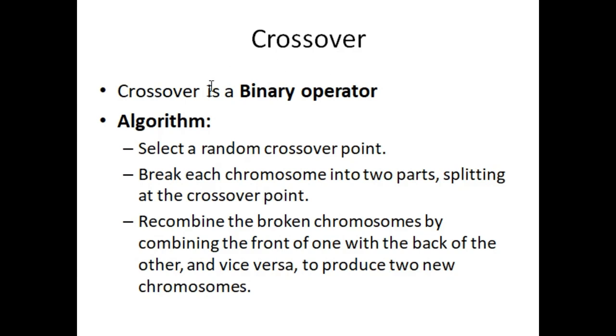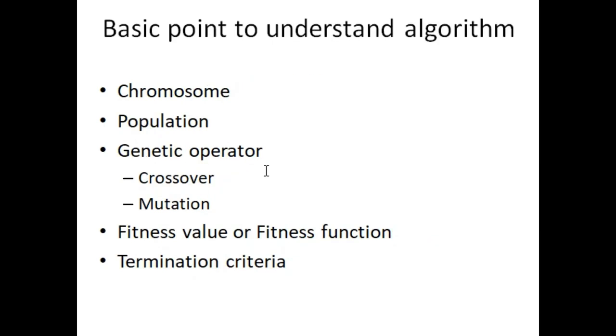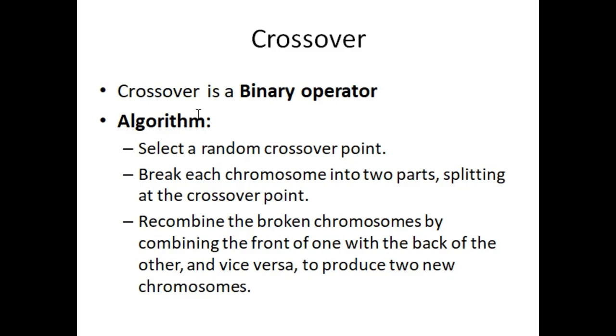So the crossover is a genetic operator. This is a binary operator. The algorithm for this operator is to select a random crossover point and break each chromosome into two parts, splitting at the crossover point. So we will generate a random number, और उस नंबर के ऊपर हम कट कर देंगे, उसको ब्रेक कर देंगे क्रोमोसोम को. Then we will recombine the broken chromosomes by combining the front of one with the back of the other, and vice versa, to reproduce a new generation. So we will generate two new chromosomes by using the crossover operator.